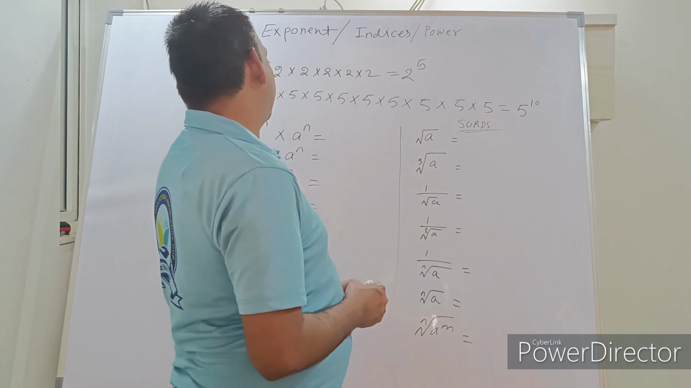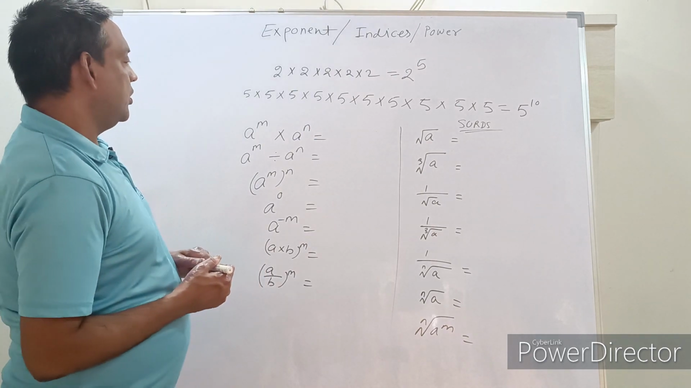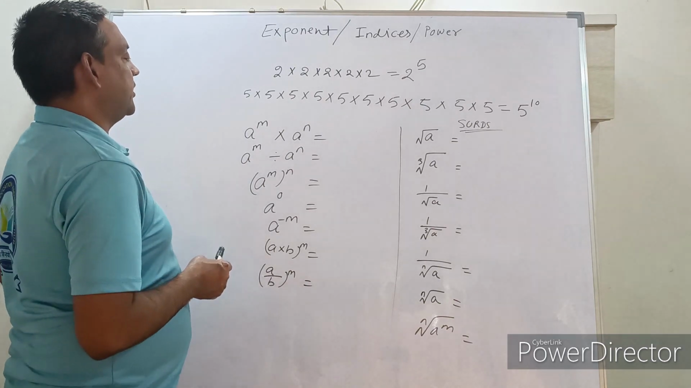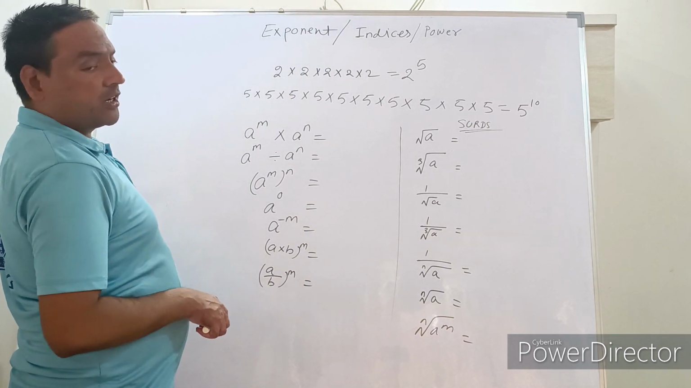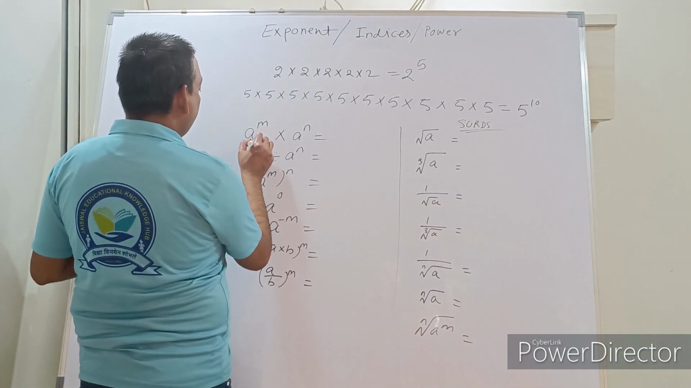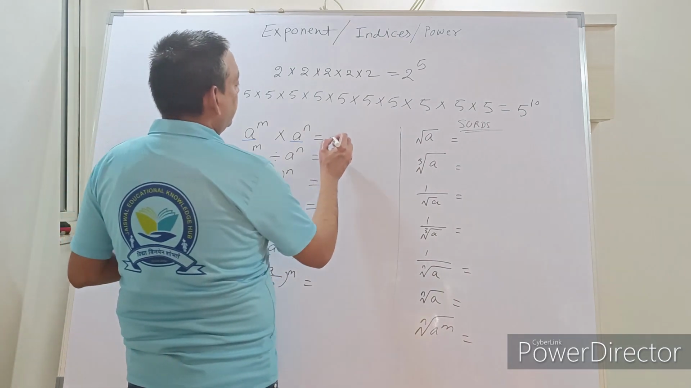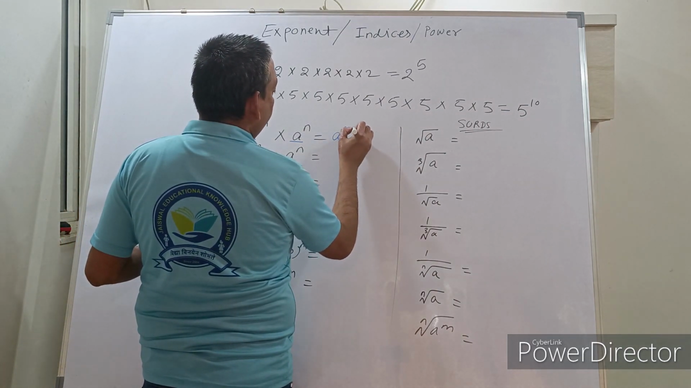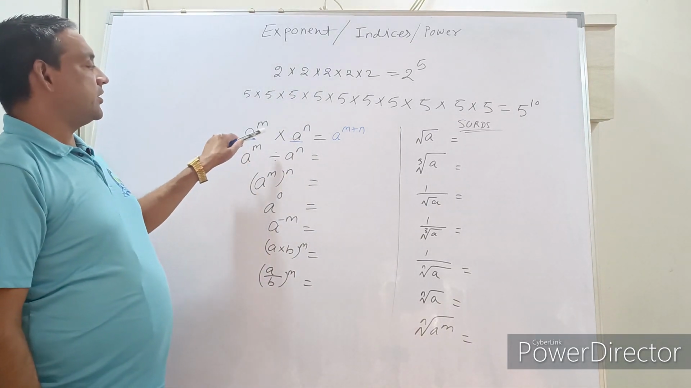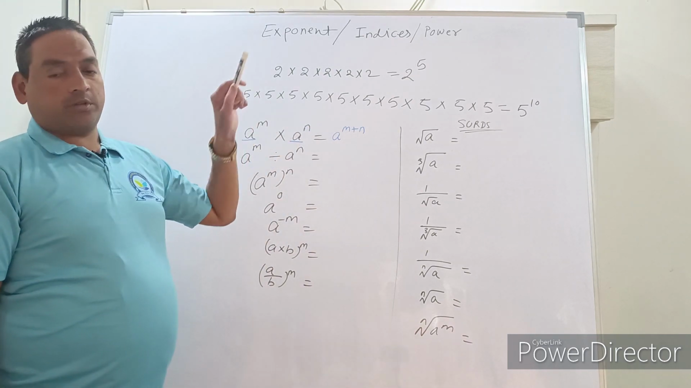Okay, so the first formula we have is a raised to m into a raised to n. The important part, if you see properly here, both the bases are same. Whenever the base is same, this is also a, this is also a, and multiplication is given, so it becomes a raised to m plus n. Okay, what is the rule? Whenever both the bases are same and multiplication is given, we'll add the power.